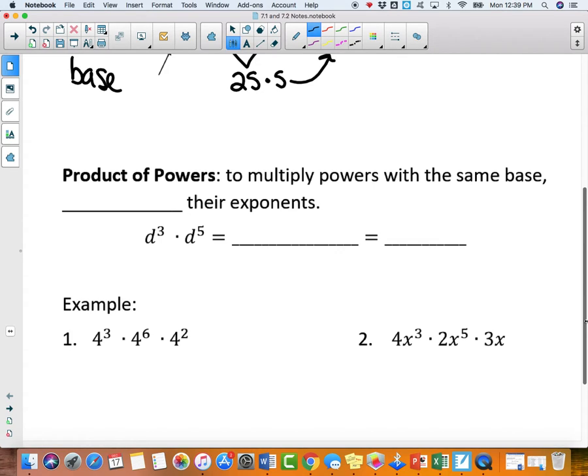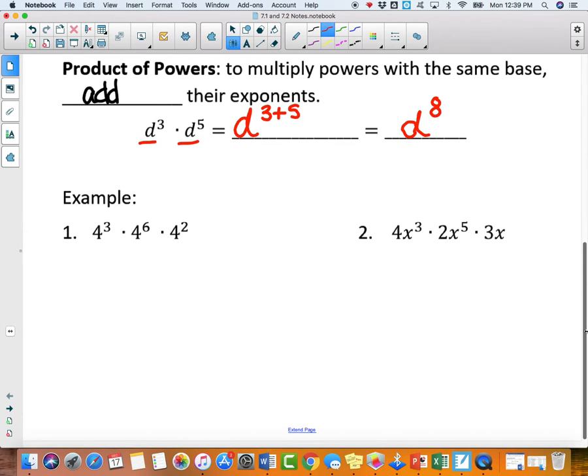To multiply powers with the same base, you just add the exponents. For example, I have d to the third times d to the fifth. These powers both have a base of d, so that allows me to add the exponents. We'll write it as d to the 3 plus 5, which is the same thing as d to the power of 8.